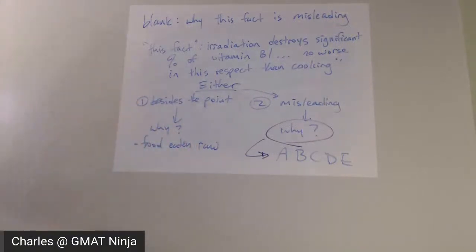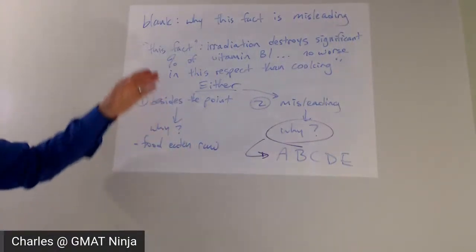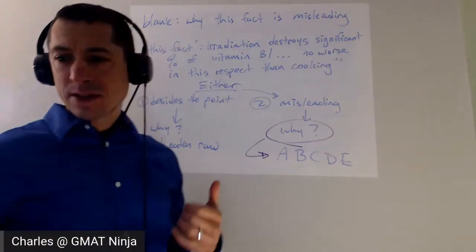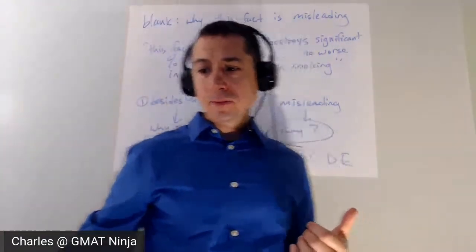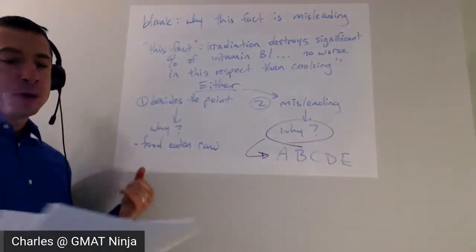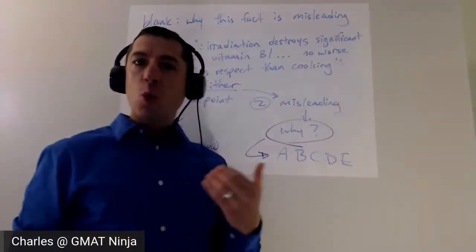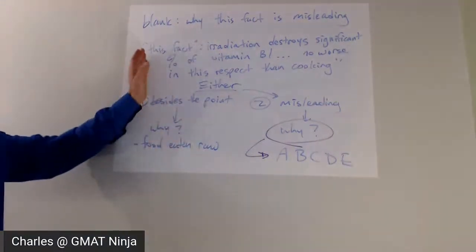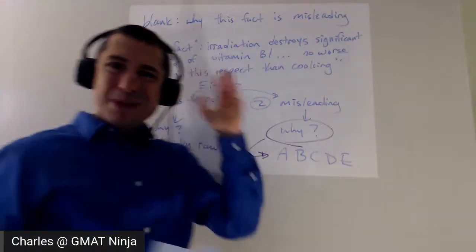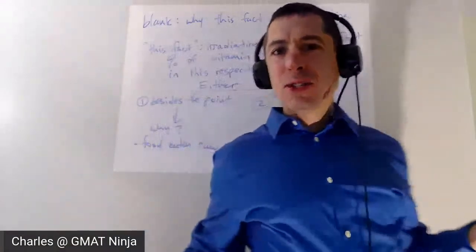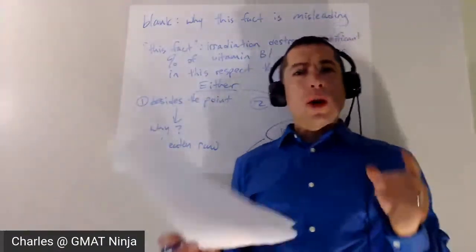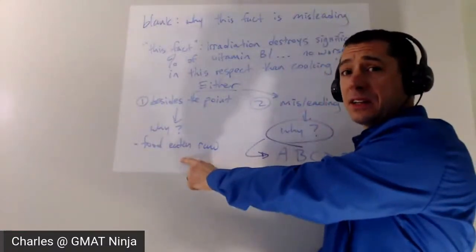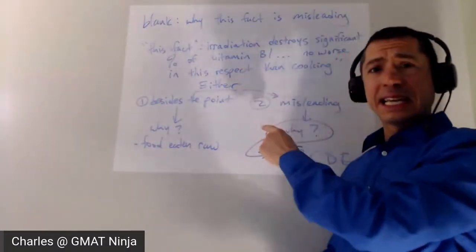All right. What's the fact that we're trying to figure out why it's misleading? This fact is that irradiation destroys significant amounts of vitamin B1 a food may contain. And the proponents point out that irradiation is no worse in this respect than cooking. So the fact is that irradiation destroys B1, but cooking is going to do that anyway, right? So how is that not beside the point? We already covered that in the final sentence. We want to know, why is that misleading in some way?